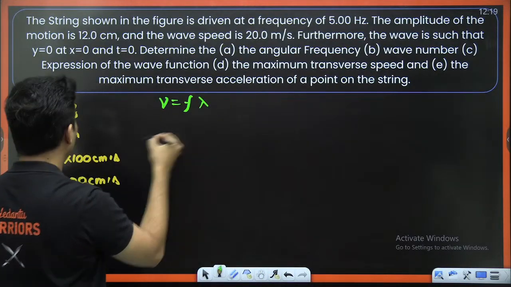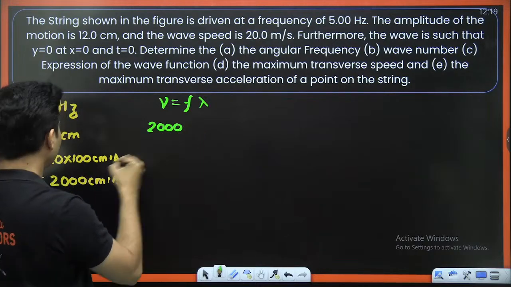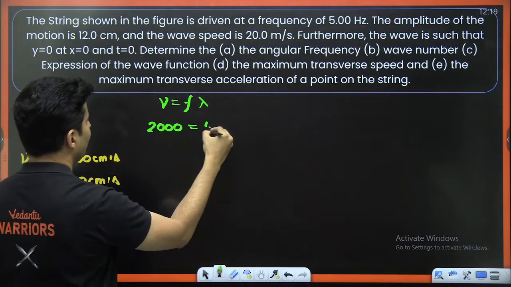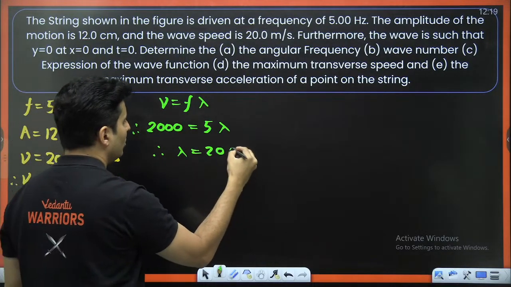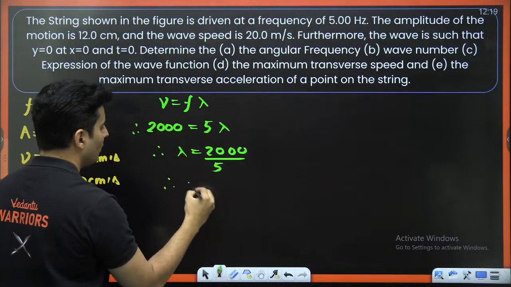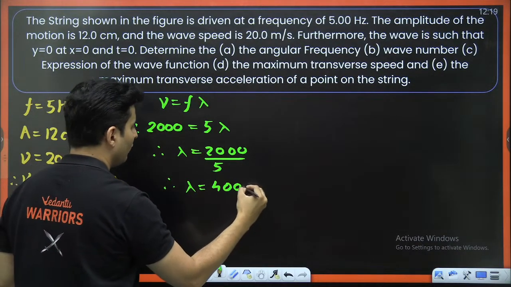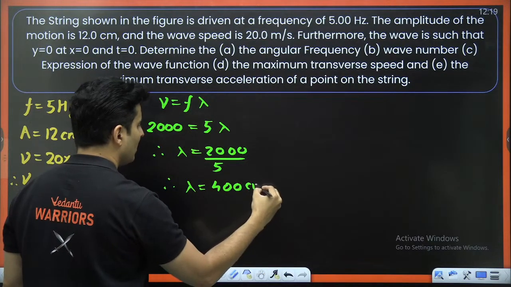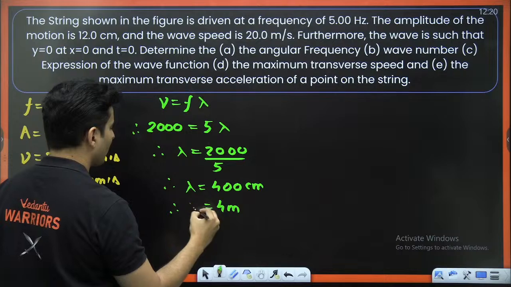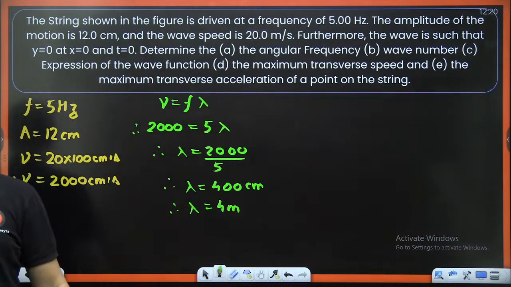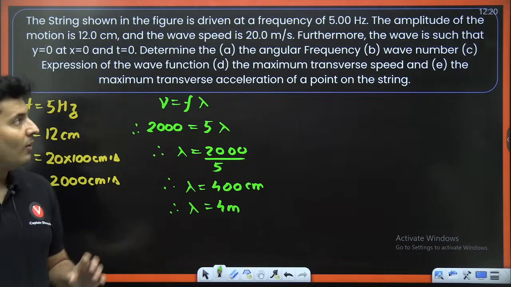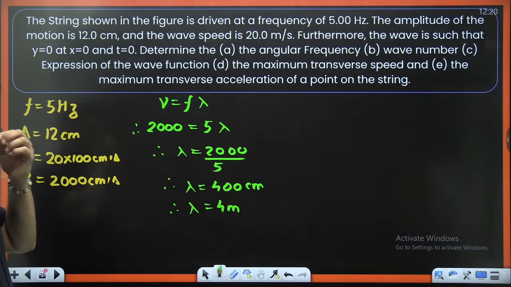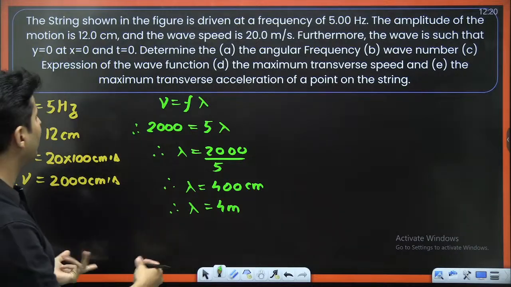V is equal to f lambda. V is basically 2000. Frequency is basically 5. So what will lambda be? It will be nothing but 2000 divided by 5. So therefore lambda will be 400 centimeters, which is 4 meters. That is the wavelength. Everybody with me on this? Till this point everything is clear, right? Okay. Very good. So once lambda is obtained, we can find angular wave number and all that also.